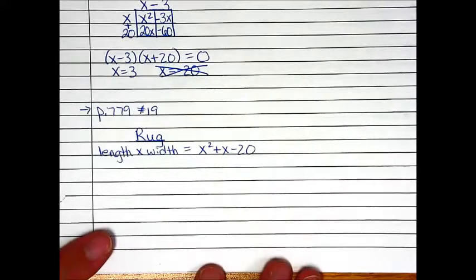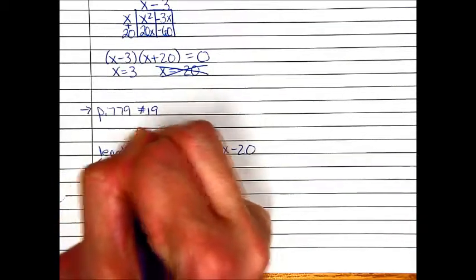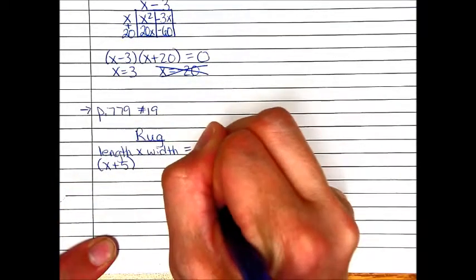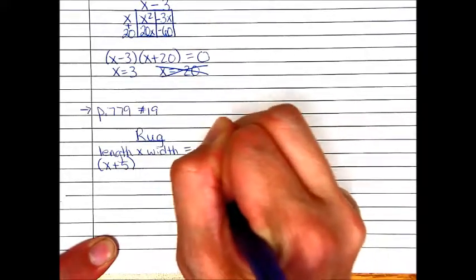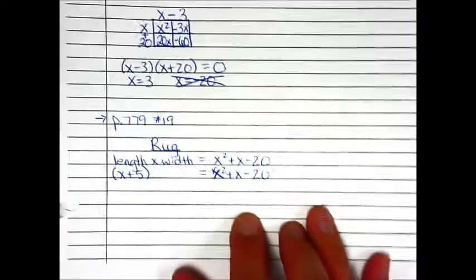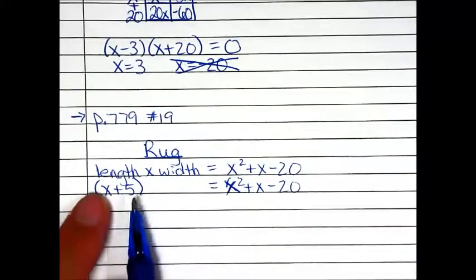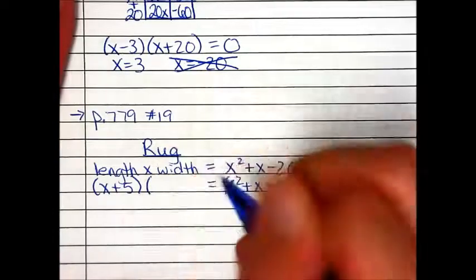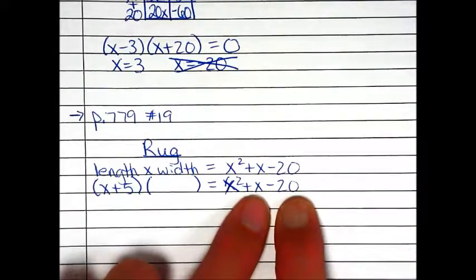Well, here's the deal. They also told you that the length of the rug is x plus 5. And it needs to come out to equal x squared plus x minus 20. Sorry for my messy x there. Your job is to figure out what would have to go here. So x plus 5 times what would make this happen?